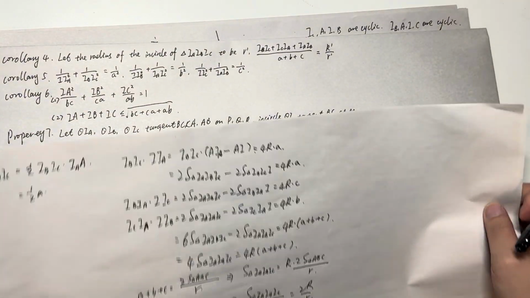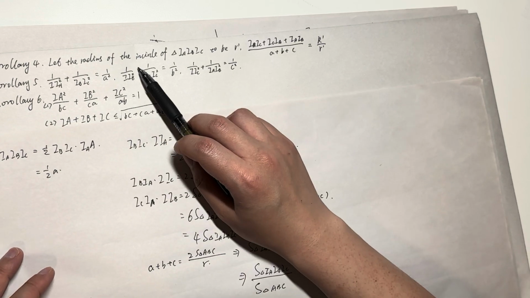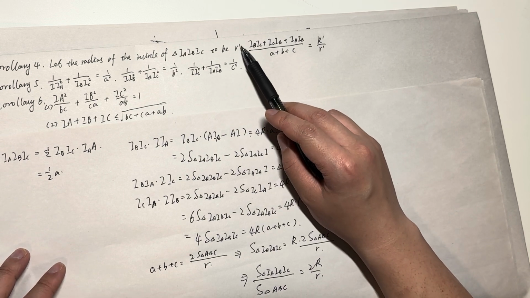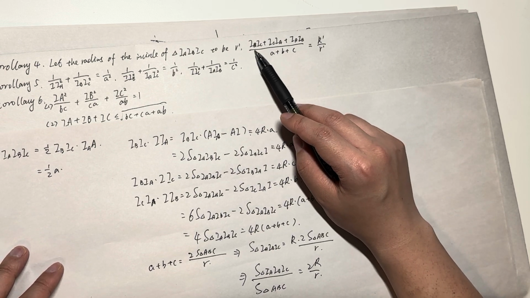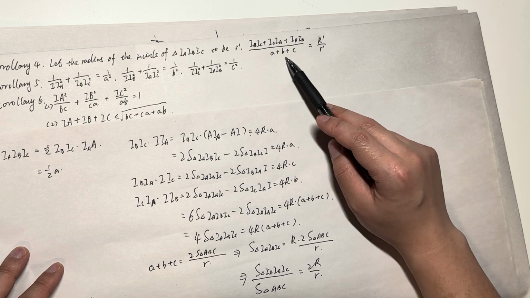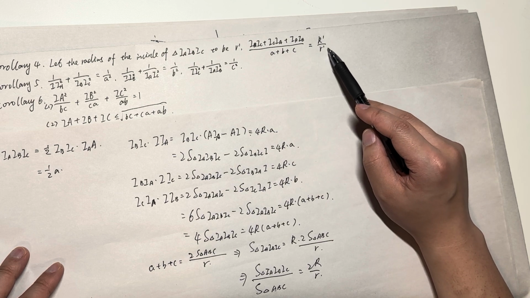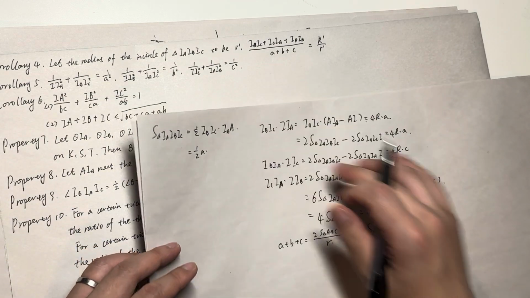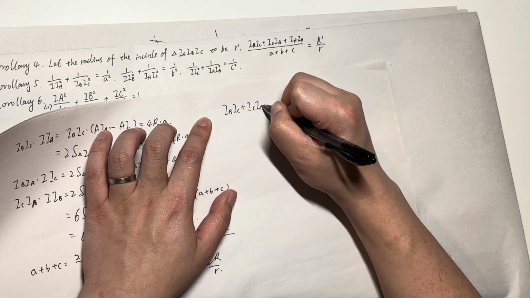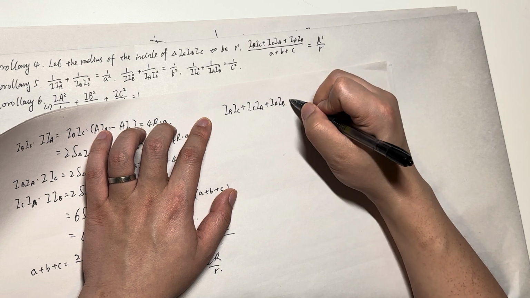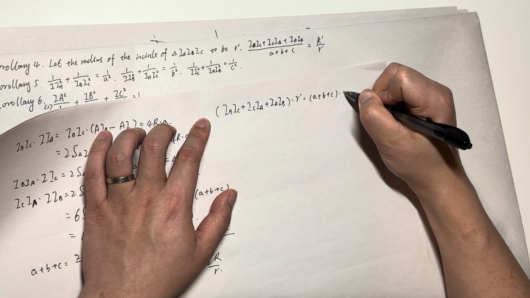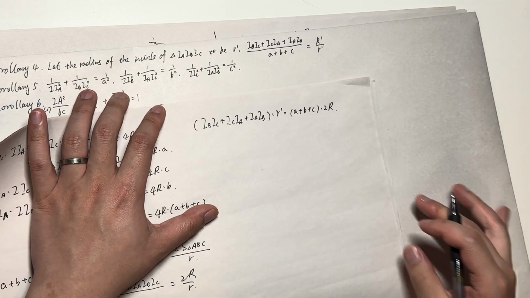Okay, now it's saying let the radius of the incircle of triangle IAIBIC be r prime. And we want to find that IBIC plus ICIA plus IAIB divided by A plus B plus C equals r prime to r. So let's just rewrite this one. We basically want to prove that IBIC plus ICIA plus IAIB times r equals A plus B plus C times r prime, right?